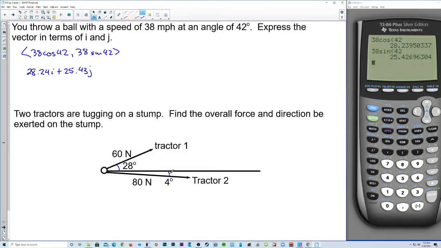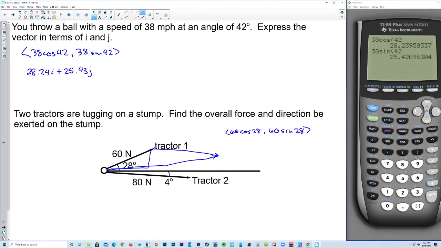So we're going to take one of these vectors and we're going to go end to end. We're going to take this one down here, tractor number 2, and we're going to put it up here like that. And so the resulting force and the resulting angle is from the very beginning to the very end like that. And so we want to get this resulting vector. We're going to take 60 cosine of 28 degrees and 60 sine of 28 degrees, and that is going to get the component form of this vector right there.